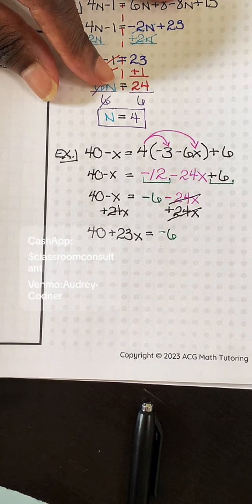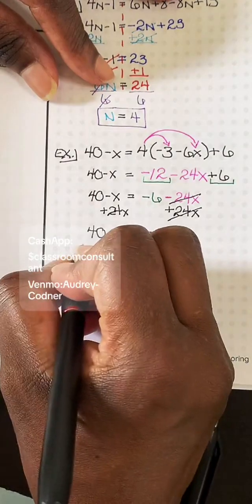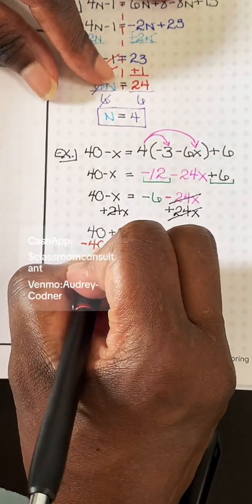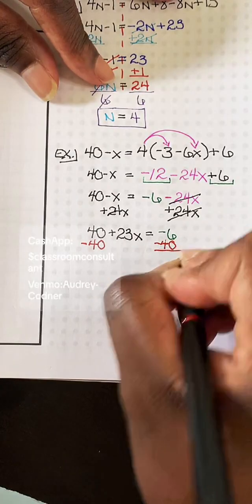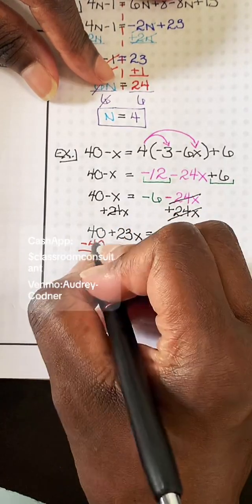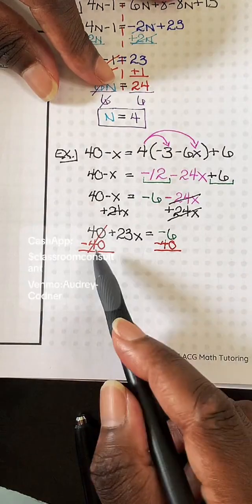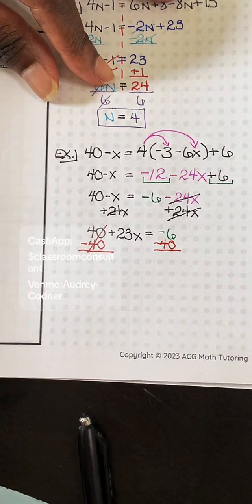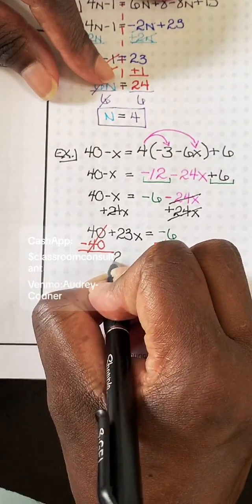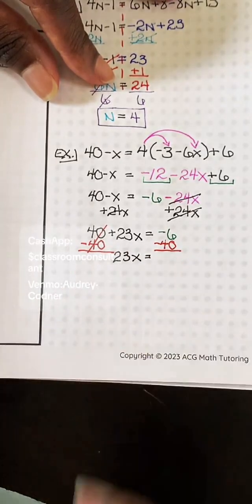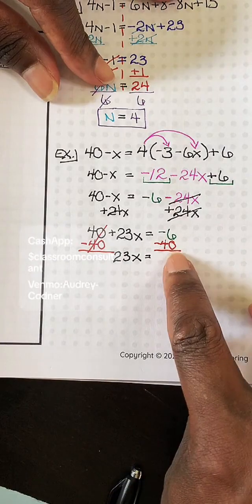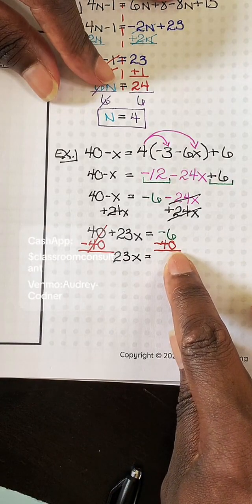Okay, so subtract 40 on both sides. Awesome. Okay. So 40 minus 40 gives me 0. I still have my 23x over here. Still have my equals. So -6 minus 40 will give me what?